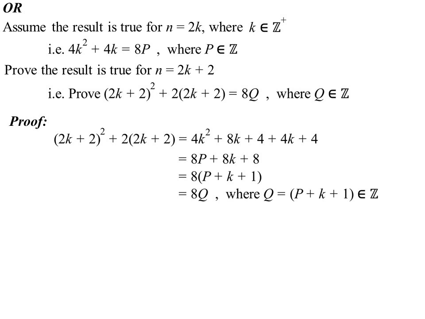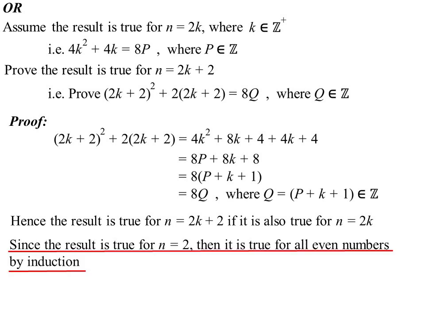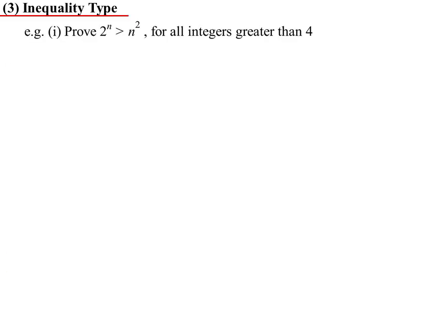Whichever way you want to go, really, isn't it? You can assume k is even, or just make n equal to 2k. That forces it to be even as well. Hence it's true, etc., etc. That brings us on to inequality types of induction.